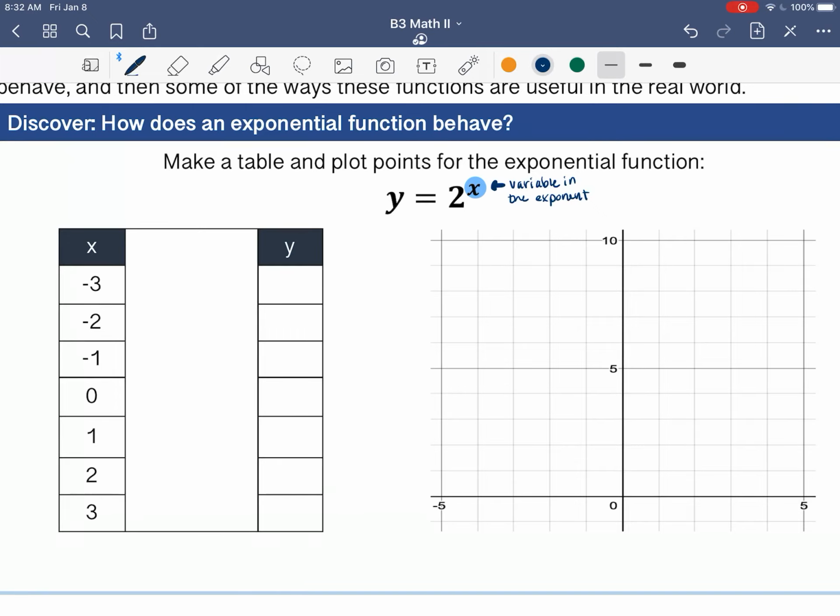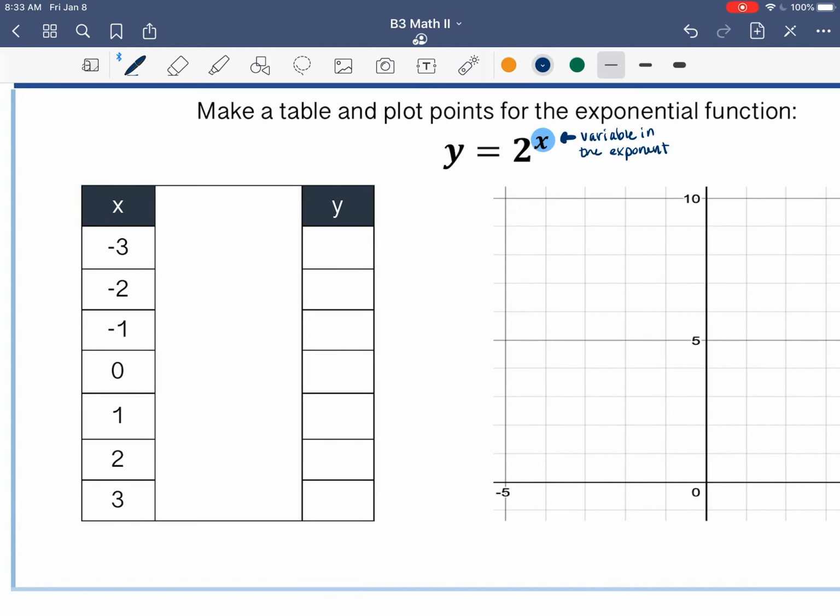So to start off, we're going to just figure out what this looks like. We are going to plug in some points on our table and plot some points. Because this has a variable in the exponent, plugging things in will just look like taking 2 to the power of whatever x we're plugging in. So you might remember that 2 to the 0 power, in fact anything to the 0 power, is just 1. So we'll have the point 0, 1, and then 2 to the first power is 2.